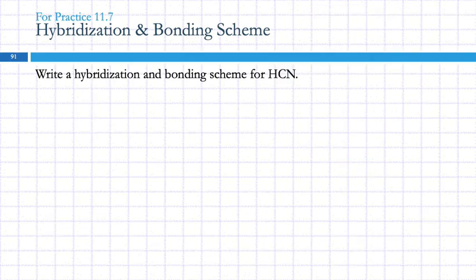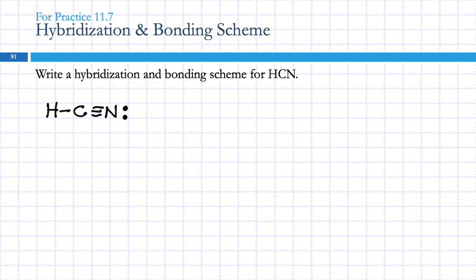Let's do something similar for HCN. Again, we need the Lewis structure. It's not very pretty, but it'll do. So there's our Lewis structure. Carbon is our central atom.